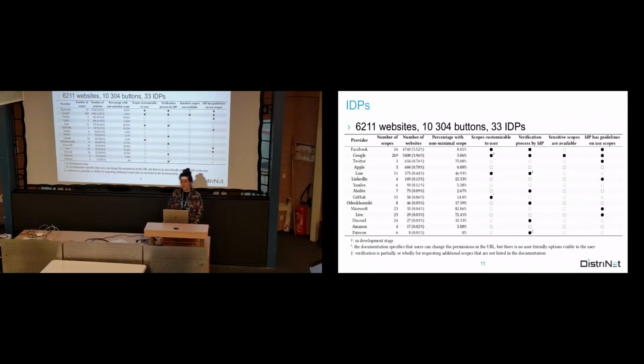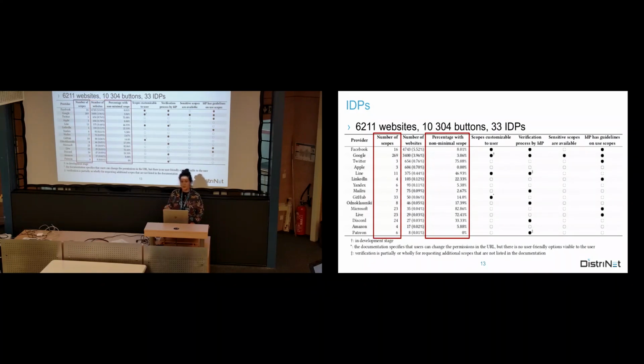In terms of results, we found 6,211 websites using OAuth. We found more than 10,000 OAuth buttons in our dataset for 33 different identity providers. When we look at the popularity, in this table we show the 15 most common identity providers, and we see that Facebook is at the top with 5.52% of prevalence, and Google follows. Then there's also Twitter and Apple, which are also quite prevalent.